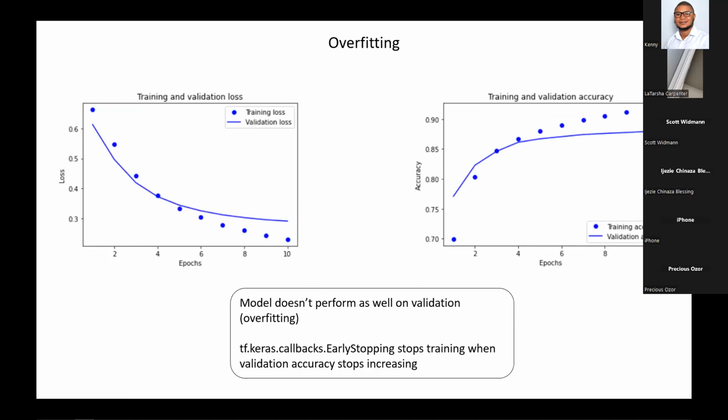And so this is just going over the overfitting example that we saw earlier. And one way to prevent that is this early stopping function. We'll say, okay, our validation accuracy is not getting any better, so there's no need to keep training for more epochs, right? So we'll just stop early.